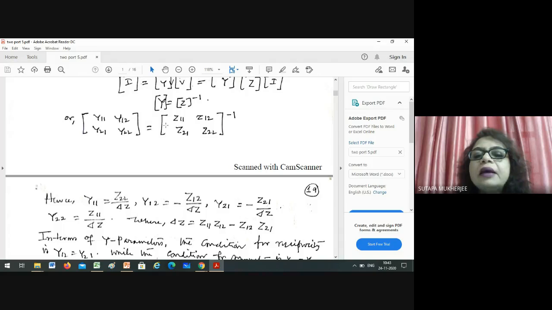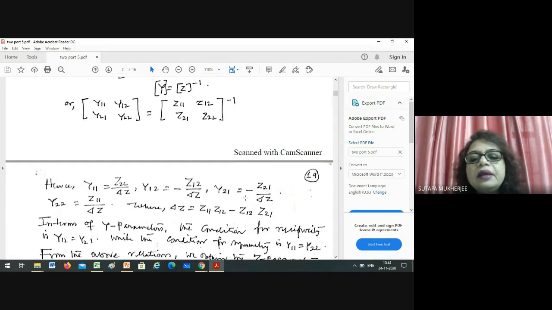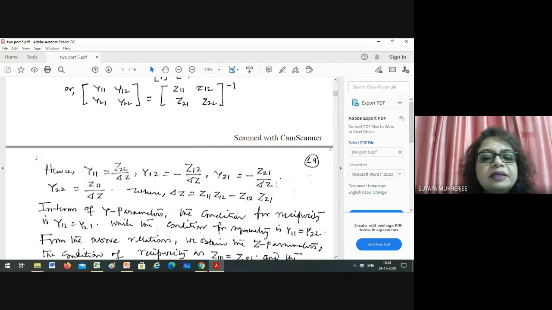So already you have got the cofactors of each element of this matrix. And then what to do? Then the inverse is the transpose of that, divided by the determinant. What is the determinant? Z11 Z22 minus Z21 Z12, that is denoted by delta Z. Then Y11 is Z22 by delta Z, Y12 is minus Z12 by delta Z, Y21 is minus Z21 by delta Z, Y22 is Z11 by delta Z.